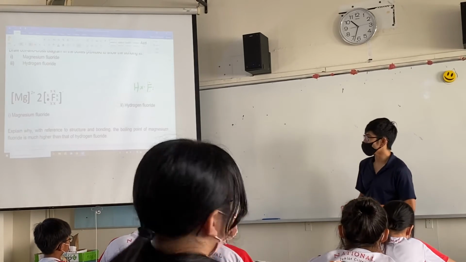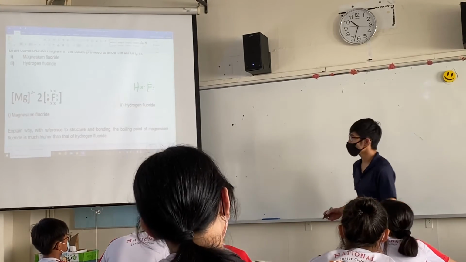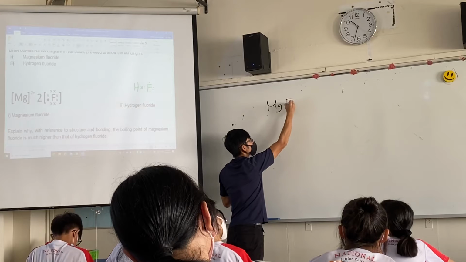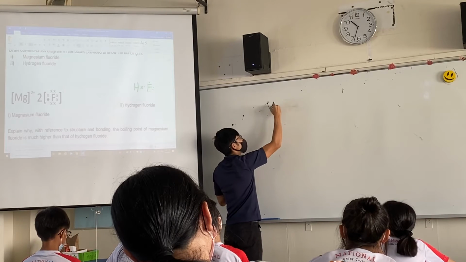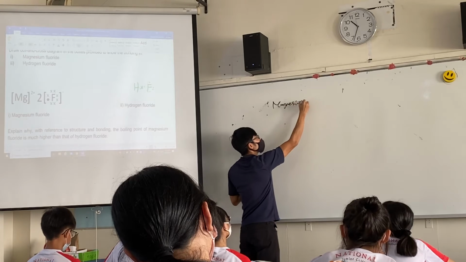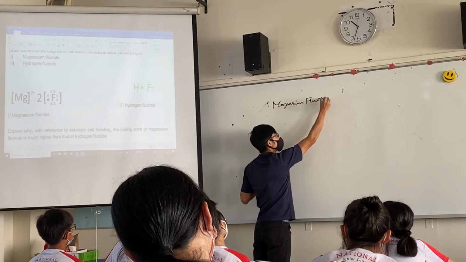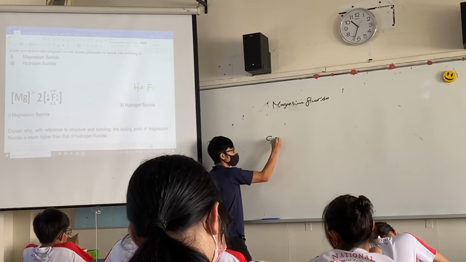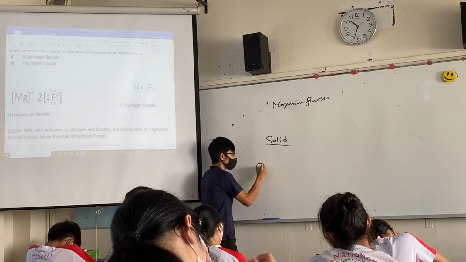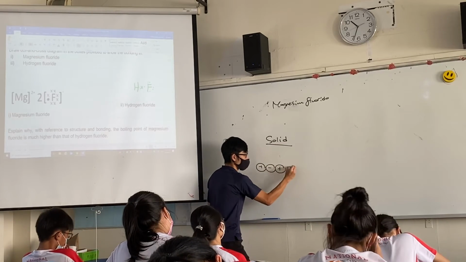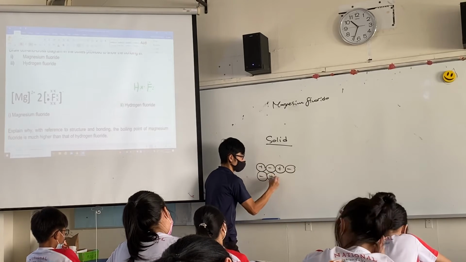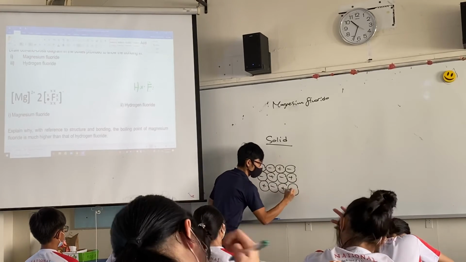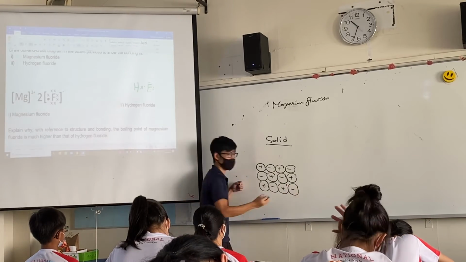So there's a difference. Let me draw it out to help you visualize everything. Magnesium fluoride shouldn't be drawn like that. Magnesium chloride. Maybe you'd like to draw this diagram down also, so that you can see the difference. Magnesium chloride at solid state, you will find the ions like that. This is a solid state.